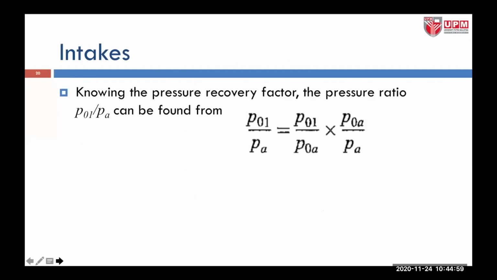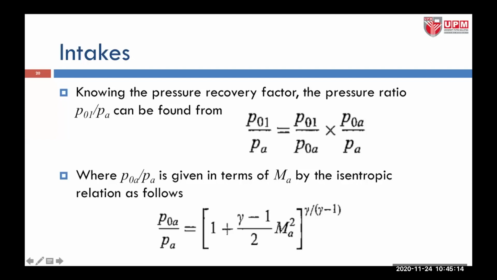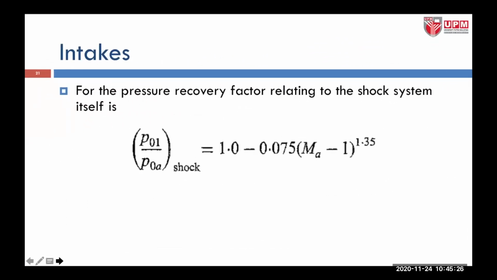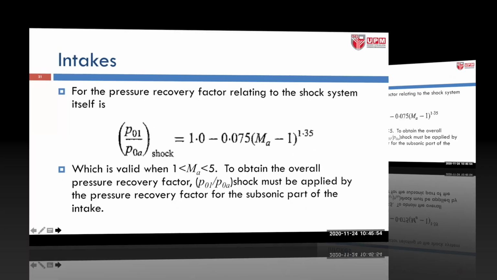Knowing the pressure recovery factor, the pressure ratio can be found from this expression, where P0A over PA is given in terms of the Mach number by the isentropic relationship as follows. So we have this P0A over PA already given in terms of the Mach number by the isentropic relationship. And for the pressure recovery factor relating to the shock system itself, P0A over P0A in terms of the shock is given by this correlation, which is valid only for Mach number 1 to 5, right? To obtain the overall pressure recovery factor, the pressure ratio P01 over P0A shock must be multiplied by the pressure recovery factor for the subsonic part of the intake, right?